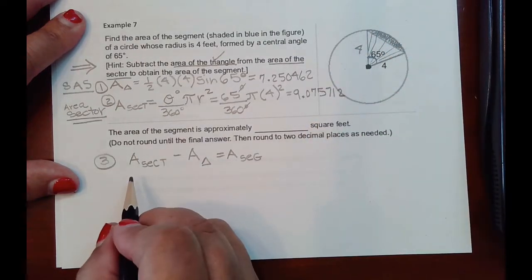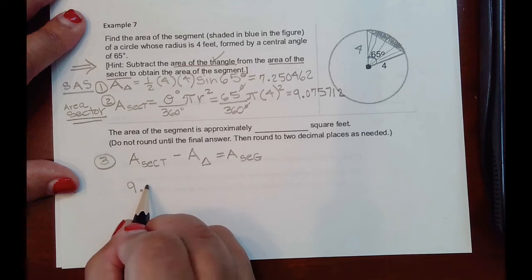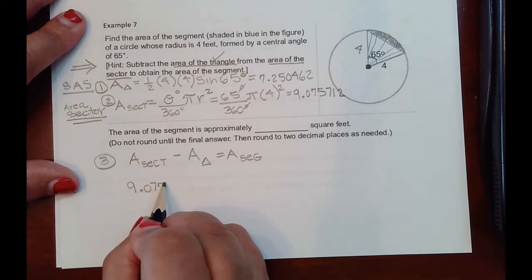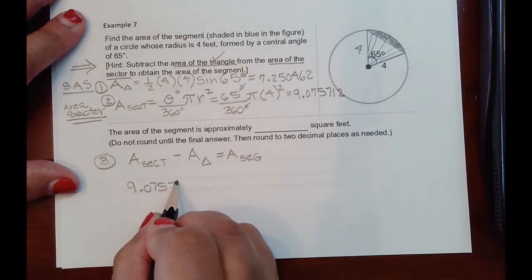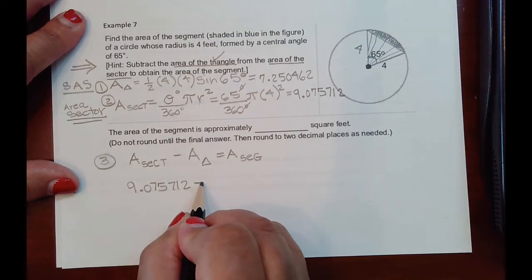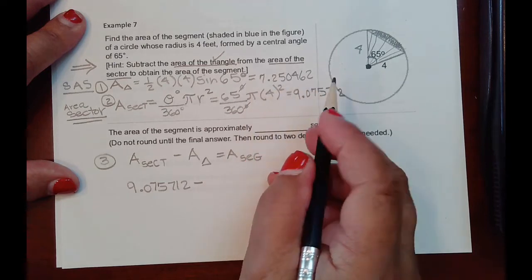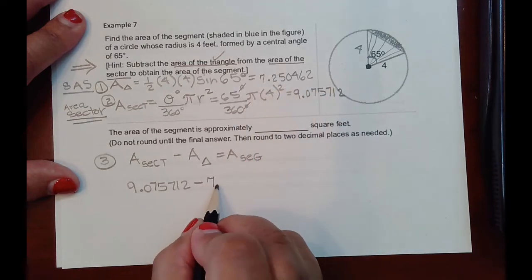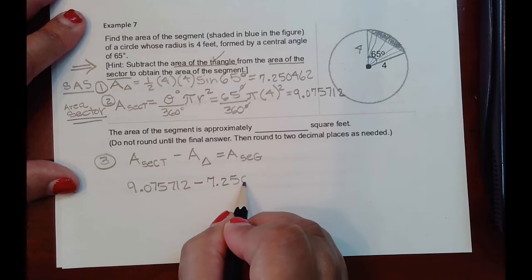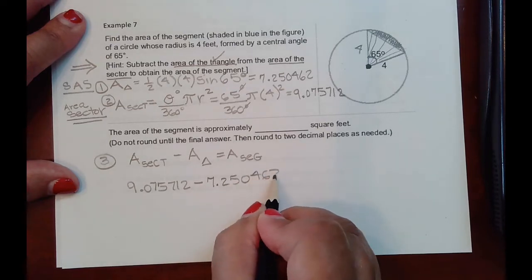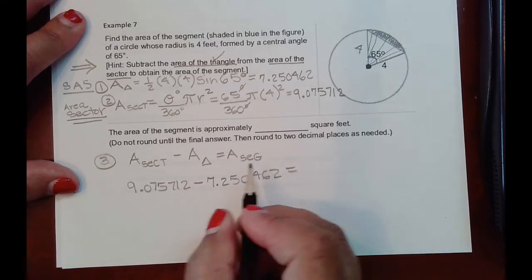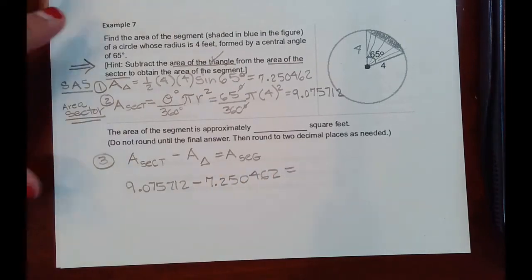So area of the sector, that turned out to be 9.075712. Then we're going to subtract the area of the triangle, which turned out to be 7.250462, and that'll give us the area of the segment.